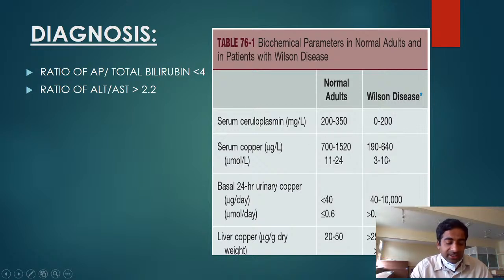Serum copper is reduced again here. It's around 190 to 640, while it's normally 700 to 1520. So 24-hour urine copper is again increased, and liver copper, this is the gold standard test. If they ask you what is the gold standard test for Wilson's disease, it is the liver copper. So it's greater than 250, that's micrograms per gram dry weight.